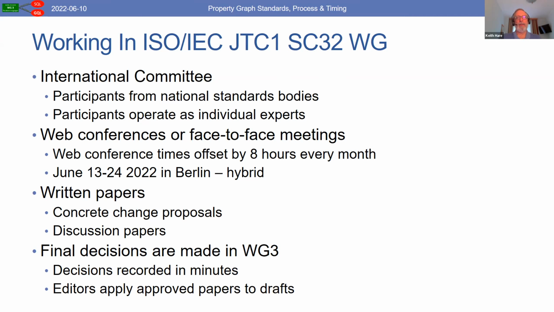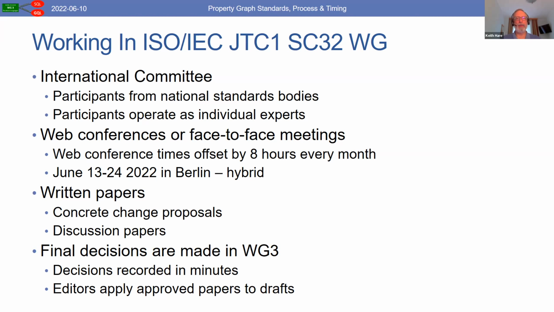One of the things about WG3 is that we operate based on written proposals. And this has some advantages for a number of reasons. By the time you write something down, it's either understandable or it's still confusing, but at least you can argue about what it actually means. And so we have concrete change proposals. WG3 makes the final decisions about what goes into the standard.